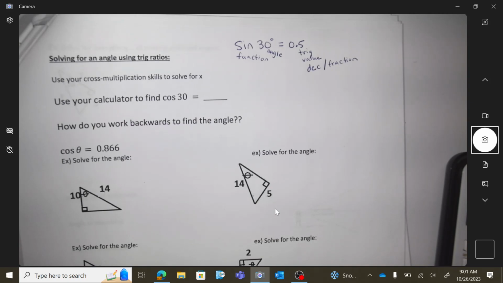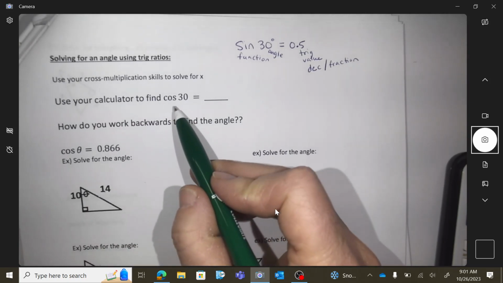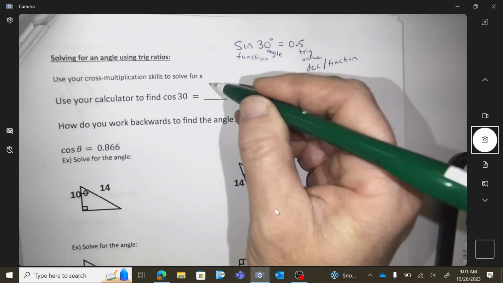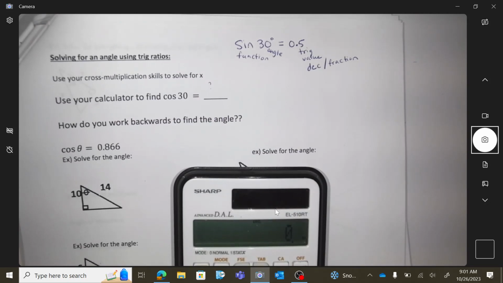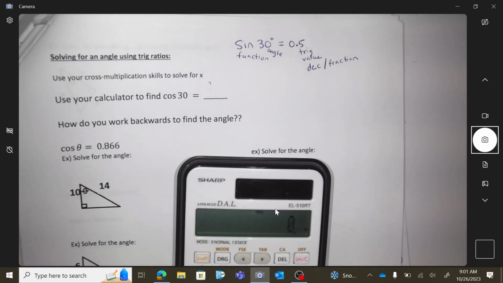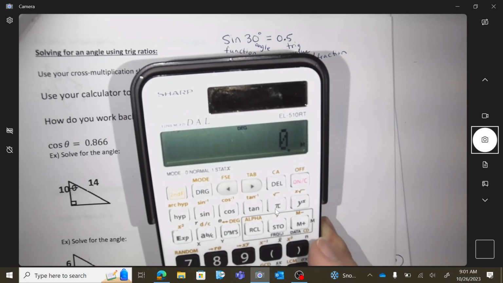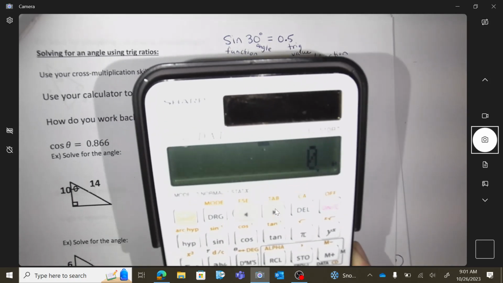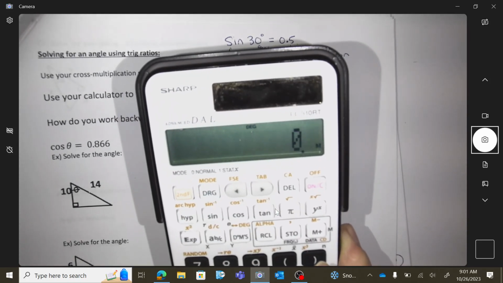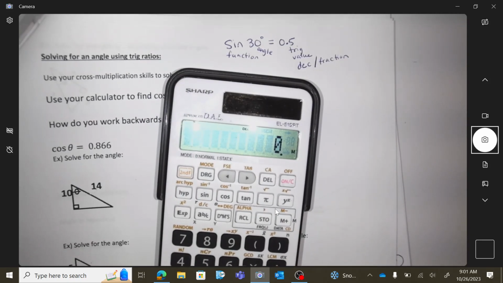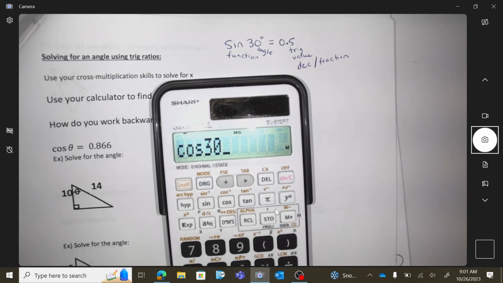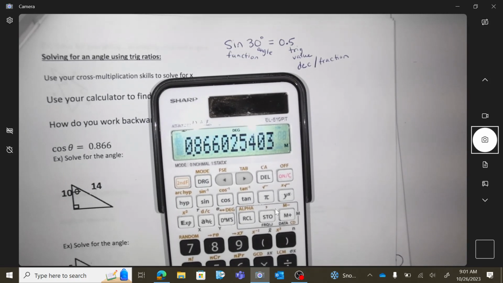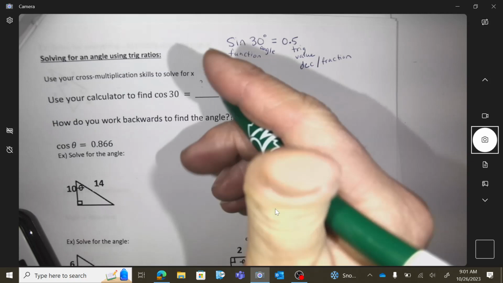Okay, so use your calculator to find the cos of 30. So I'm looking for its trig value. That's going to be you grabbing your calculator. What's the first thing you do before you type? I'm not even going to type. I'm going to do something first. Check that it's in degrees, so I'm good. Now I'm going to push the cos of 30 equals 0.866.